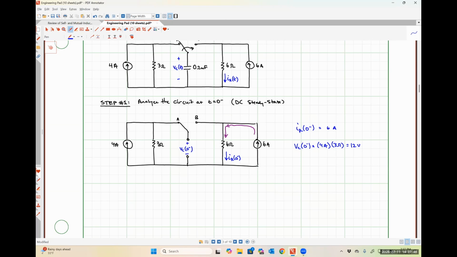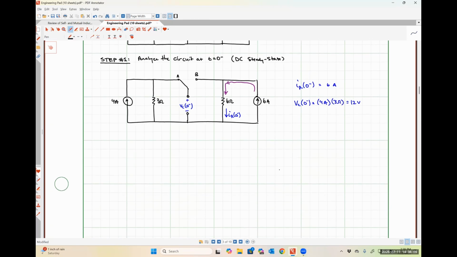All right. Does anybody have any questions about the circuit analysis that we performed for this step? All right. So step number 2 is going to be for us to analyze the circuit at t is equal to 0 plus.